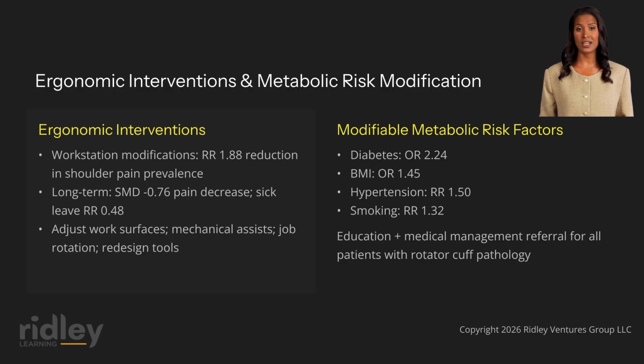Metabolic risk factor modification is an important but often underemphasized prevention strategy. Modifiable risk factors including diabetes, which roughly doubles the risk, higher body mass index, which modestly but reliably increases the risk, hypertension, which raises the risk by approximately half, and smoking, which modestly but measurably increases the risk, are all independently associated with symptomatic rotator cuff tears.